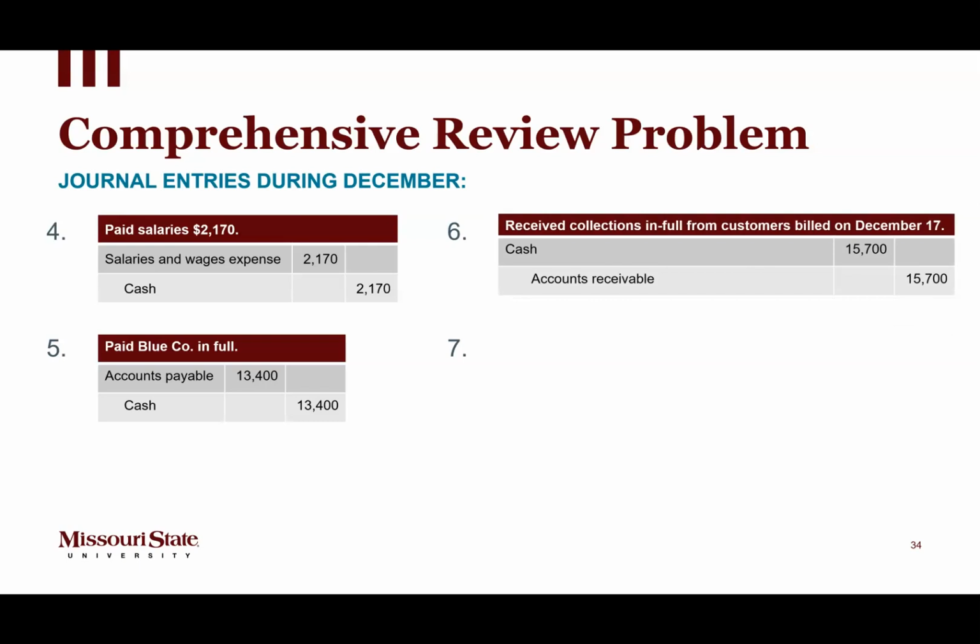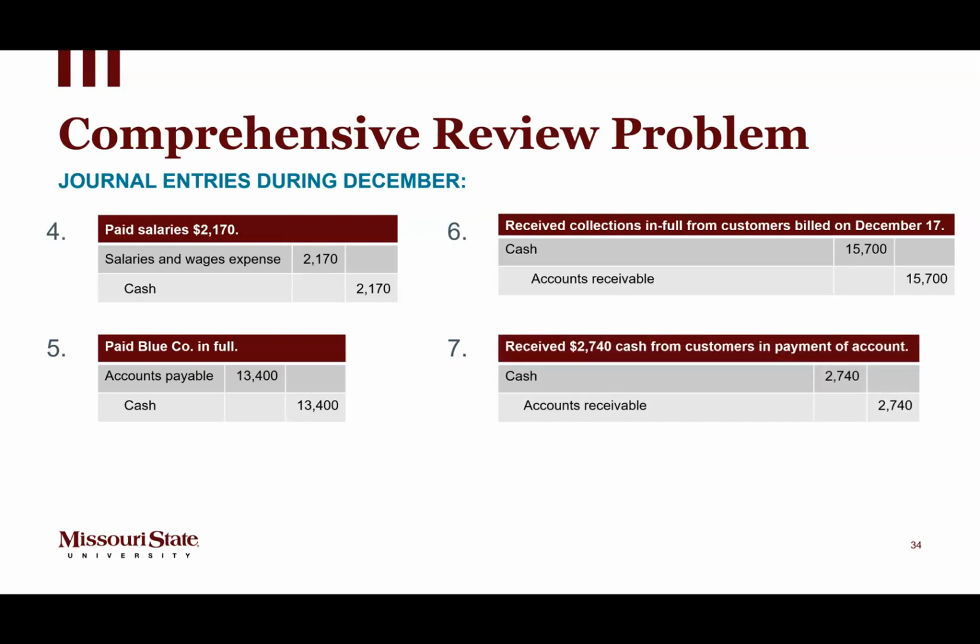We received collections in full from customers that we billed on December 17th. So that was the goods we supplied for $15,700 on credit. So we're going to debit our cash account, credit our accounts receivable account. Again, a net zero impact on assets.